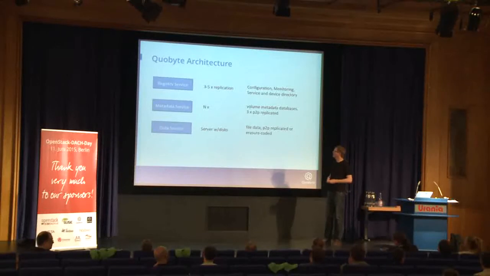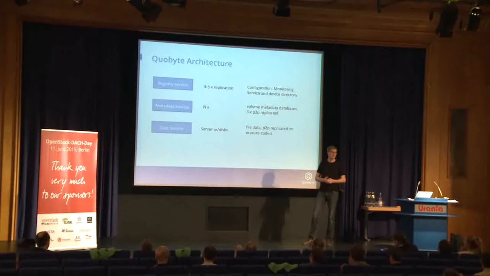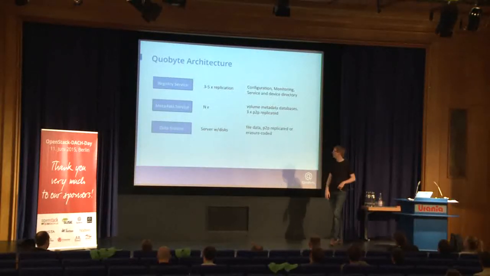A layer below are metadata services. You can start any number of metadata services. They host replicated metadata databases, which are 3 times replicated in a peer-to-peer fashion. If you have a large installation with, say, 10,000 file system volumes, you could spread them across 20, 40, whatever number of metadata servers makes sense for the workload. You can also do that dynamically. You can start with 3, add more, move, and spread out the replicas.